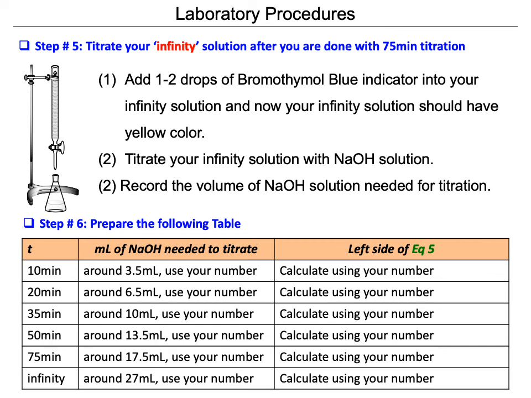Titrate your infinity solution at the end. Add 1 to 2 drops of the indicator solution, then we are going to titrate the infinity solution with the sodium hydroxide. Record the sodium hydroxide needed for titration of the infinity solution. So as you see, we have the table for how much sodium hydroxide we used for changing from yellow to pale green at 10 minutes, 20 minutes, 35 minutes, 50, 75, and infinity. So that's the whole purpose of this experiment.